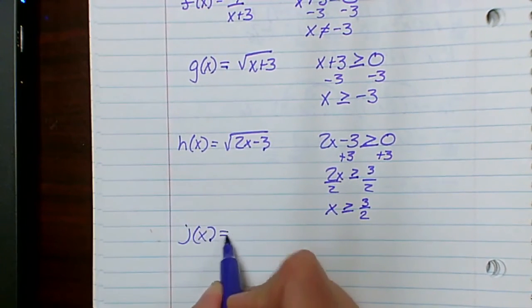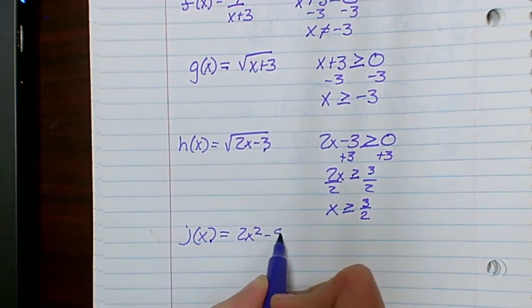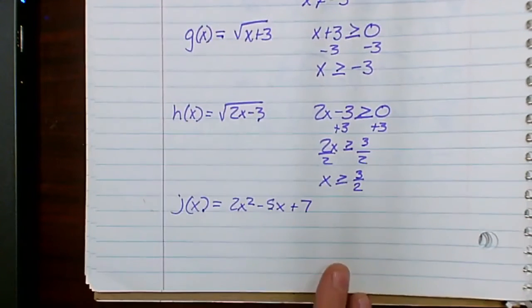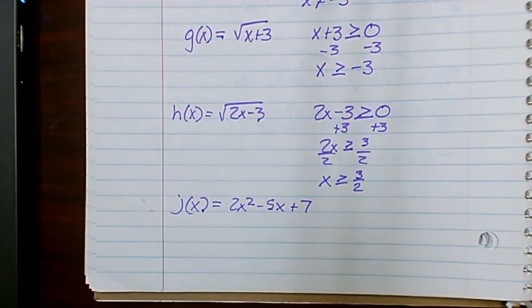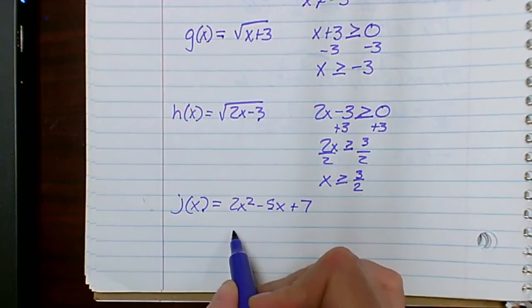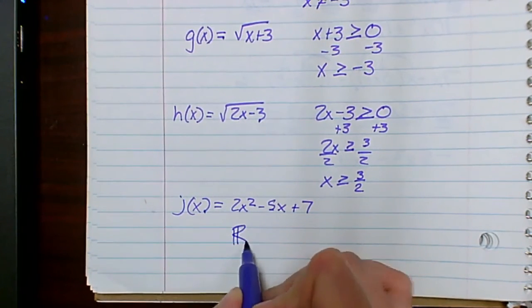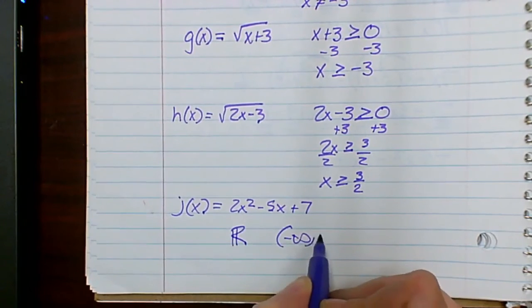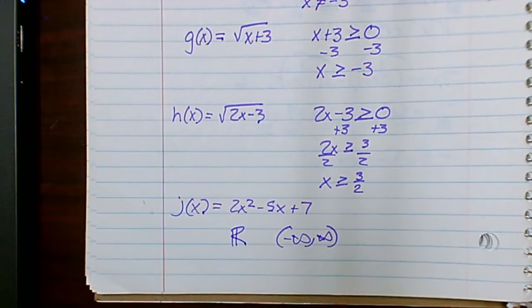J of x equals 2x squared minus 5x plus 7. If we look at this, there's no restrictions on x. X is not in a denominator. There's no x in the square root. So we will have all reals, or negative infinity to infinity. So any x we plug in there will get an output.